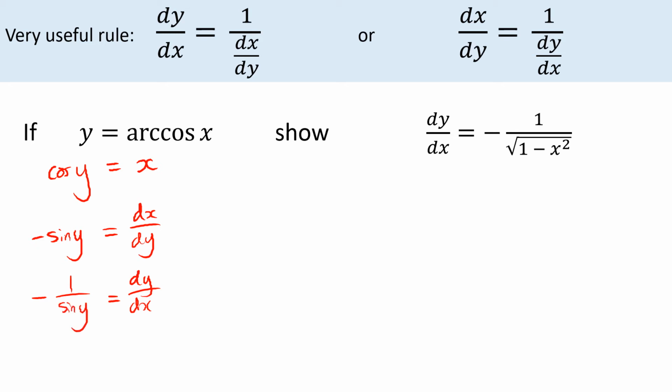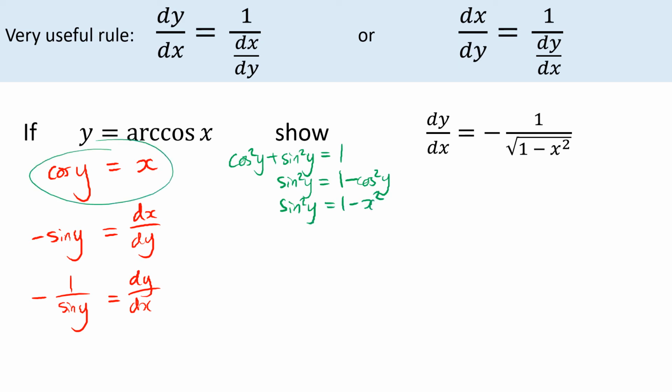And then we're going to use the same little trick we used before. So we know that it's true that cos squared y plus sin squared y is equal to 1. So it's also true that we just want sin this time, so sin squared y is 1 minus cos squared y. So in this equation, it's true that sin squared y is 1 minus x squared, again using our little definition over here.